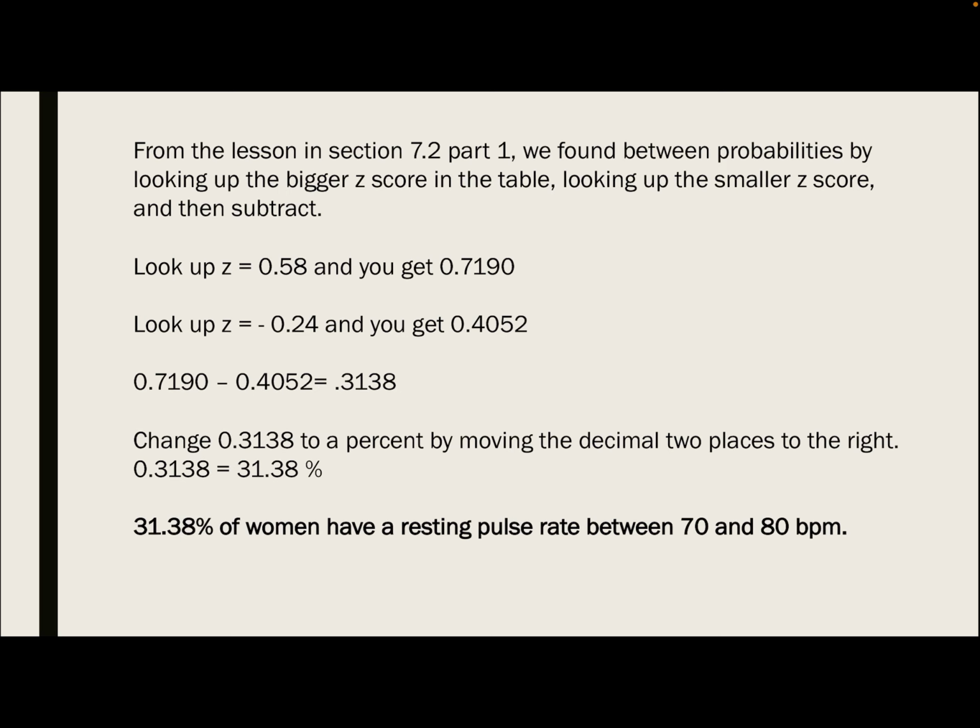We found the probabilities between by looking up the bigger one, looking up the smaller one, and subtracting. Look up z equals 0.58, you get 0.7190. Look up z equals negative 0.24, you get 0.4052. Subtract. Now it said percent, so change it to a percent by moving the decimal 2 places right. So 31.38% of women have a resting pulse rate between 70 and 80 beats per minute.